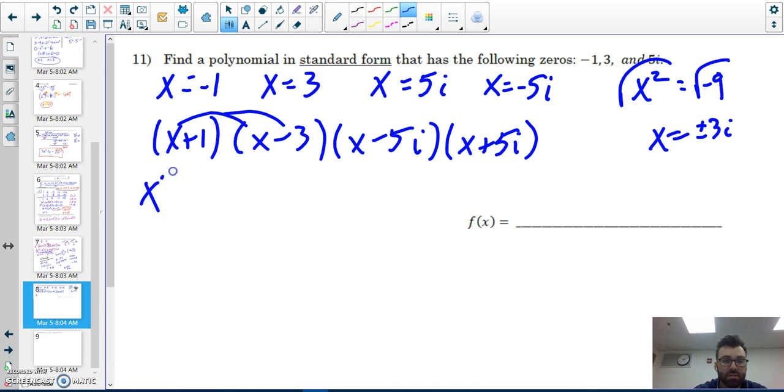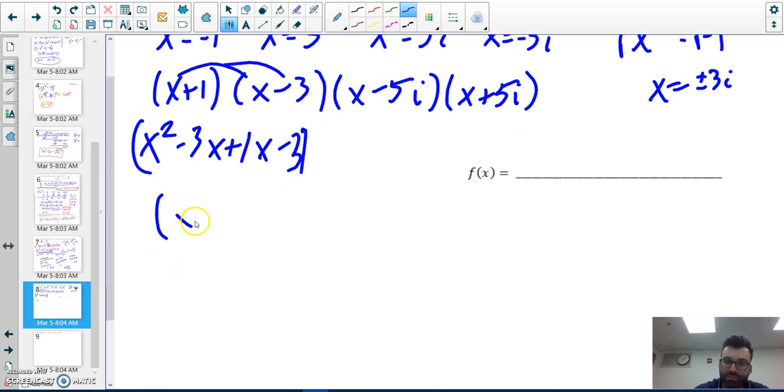x squared minus 3x plus 1x minus 3, which becomes x squared minus 2x minus 3.